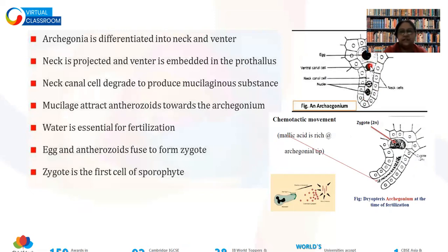So basically certain chemicals like malic acid are secreted. That was secreted in bryophytes in the water, as you observed in the video. Here also there is secretion of mucilage which attracts the antherozoids to the archegonium. Water is essential for fertilization, but in some pteridophytes, fertilization by an airborne mechanism is also observed. So we cannot say that in all pteridophytes water is essential.